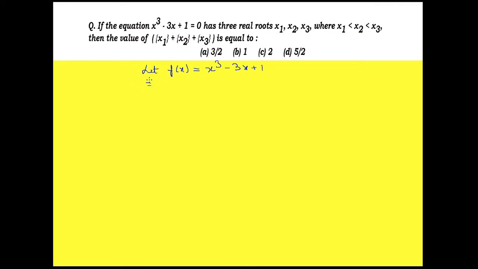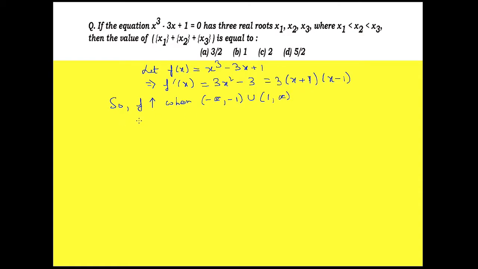Now when you differentiate that, we get f dash of x equal to 3x squared minus 3. That gives us 3 into x plus 1 into x minus 1. Now we can easily interpret that the function is increasing when it lies outside these two values, minus 1 and 1, and the function is decreasing when it lies between minus 1 and 1. So we're going to examine some values of f around these two values, because there is an opportunity for f to change sign here.